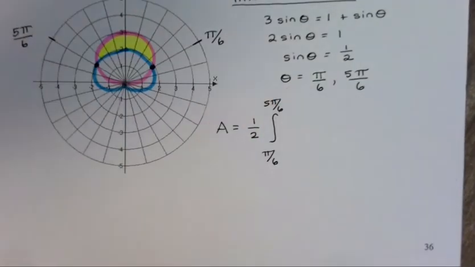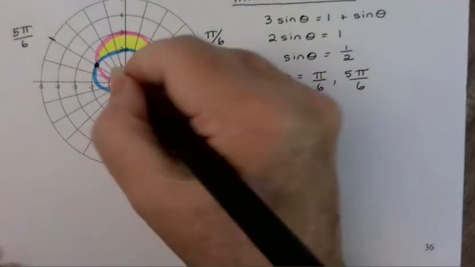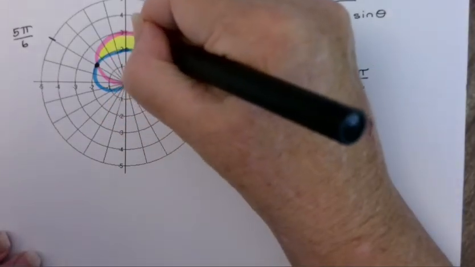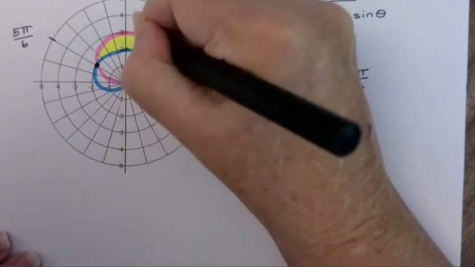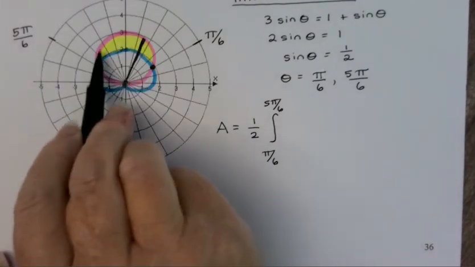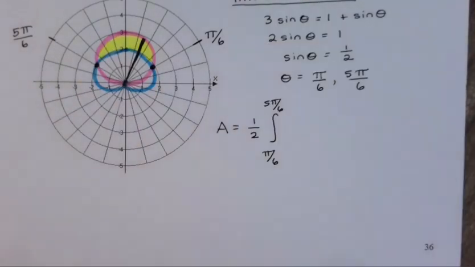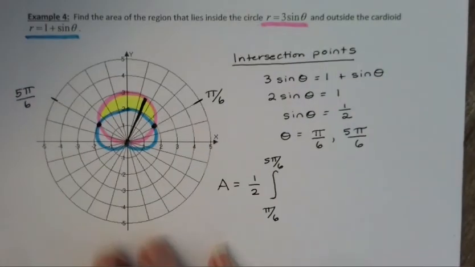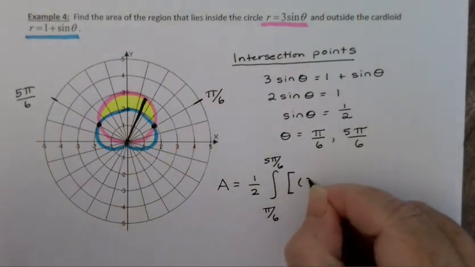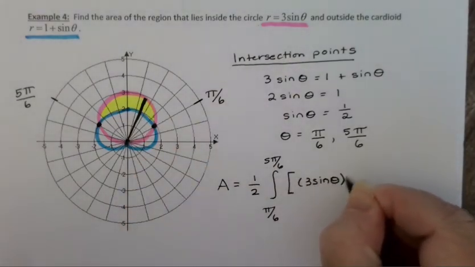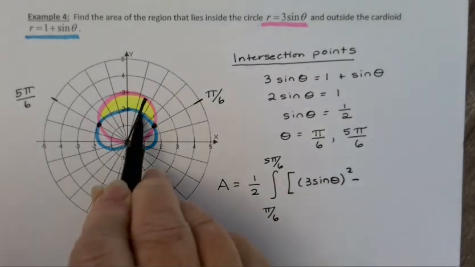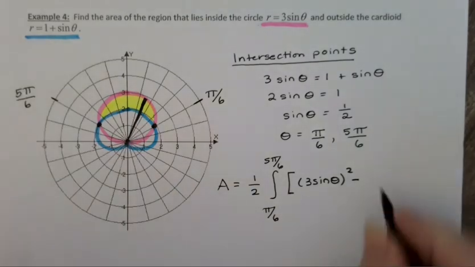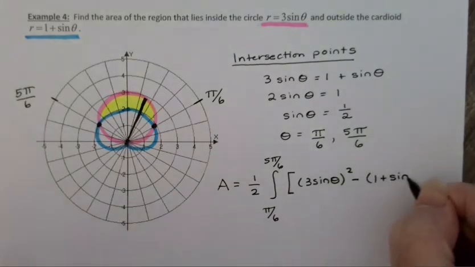So in this particular case, I always like to imagine what I call a radial spoke. If I were to start from the pole and just imagine a little sector coming out this way, the outer function would be the circle, which was 3 sine theta, all the way out here to the circle, 3 sine theta. Square that. And the inner one would be the cardioid, the 1 plus sine theta.